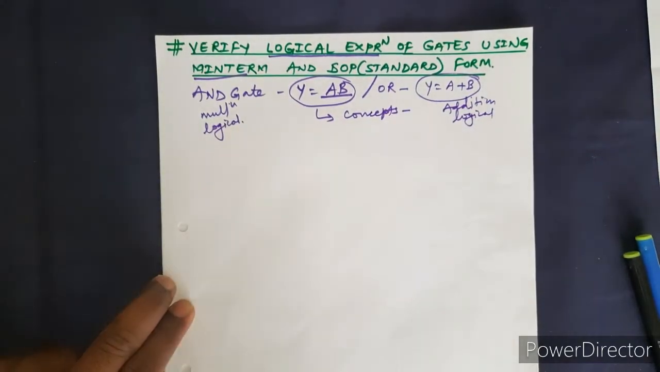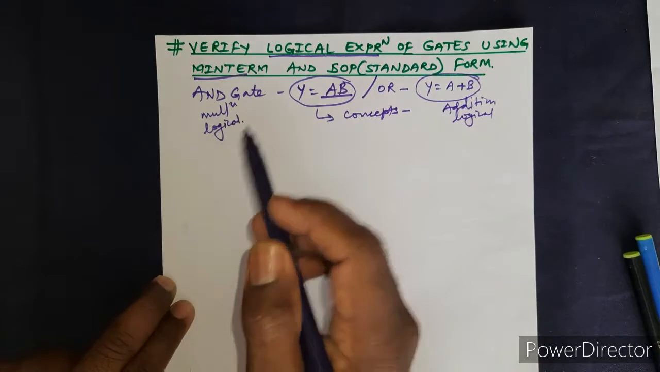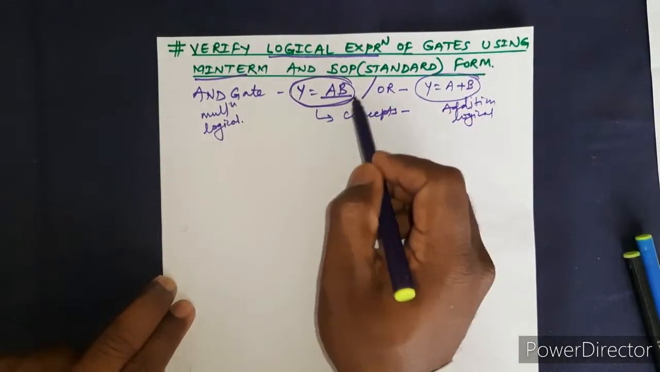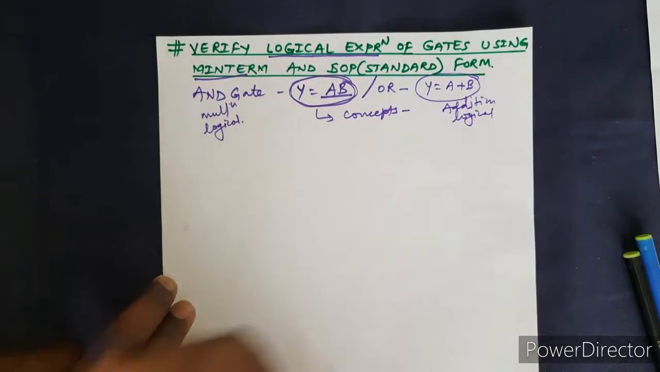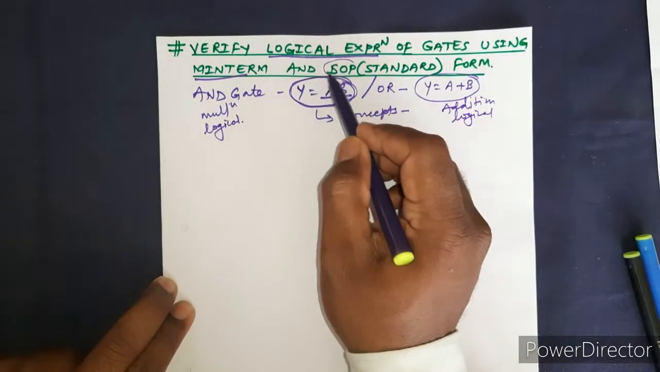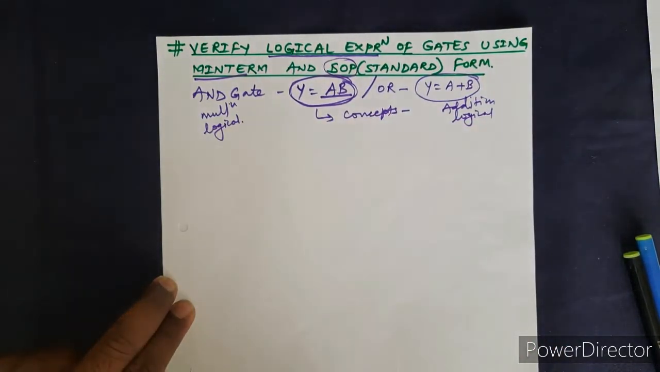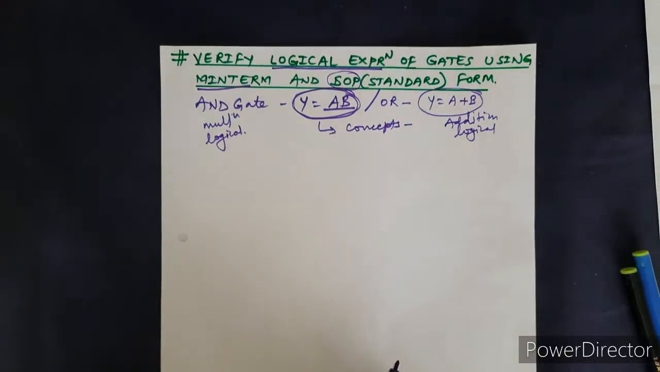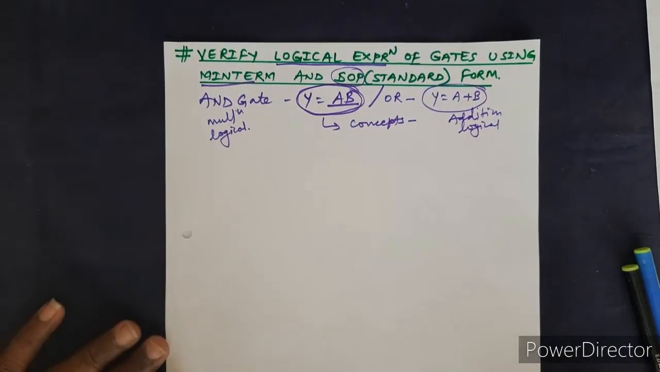So in this video lecture, let us try to verify these expressions from our previous concepts, that is, from a given truth table find the logical expression. Here we will particularly go for the SOP form. So let's see that concept here.